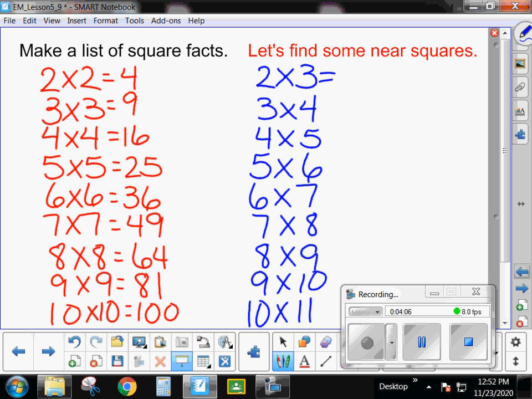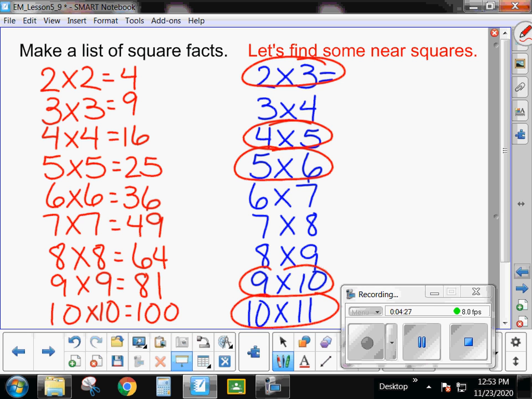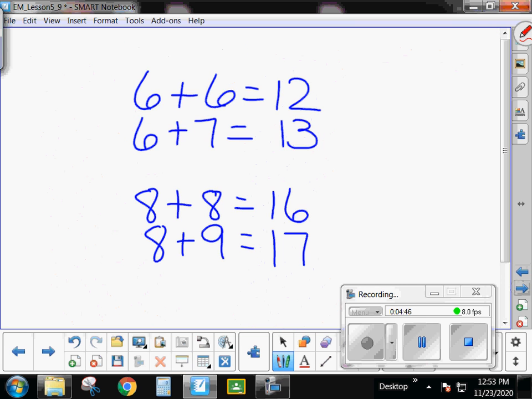Now, boys and girls, there are some of these that you don't need to use the helper fact strategy or the near square strategy. Like 2 times 3, you should just be able to do that one. 4 times 5, you should be able to do easily. 5 times 6, you should be able to do easily. 9 times 10 and 10 times 11. We have other strategies that we've learned this year that are going to be much quicker than even using a near square as a helper fact. But this is what I mean by near squares. These problems are close to our square facts. They're just one off. Now we have to treat them differently with multiplication, and let's look at a problem.